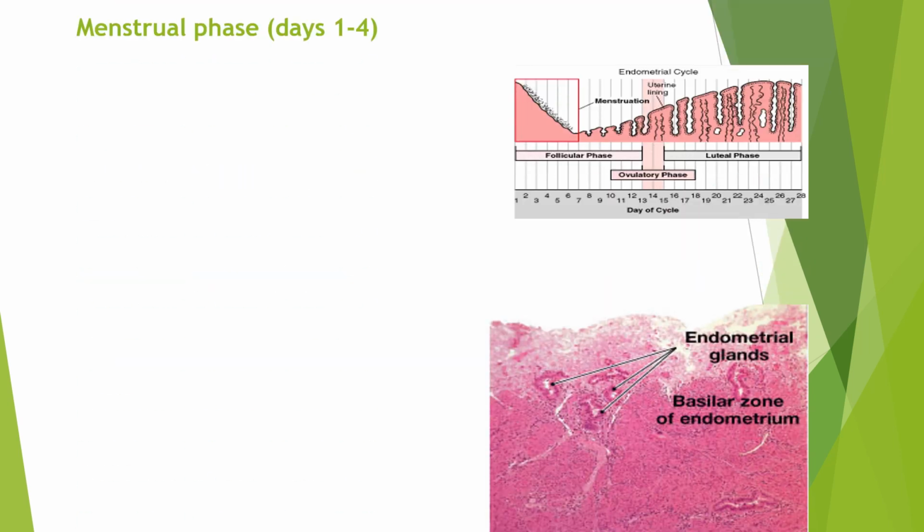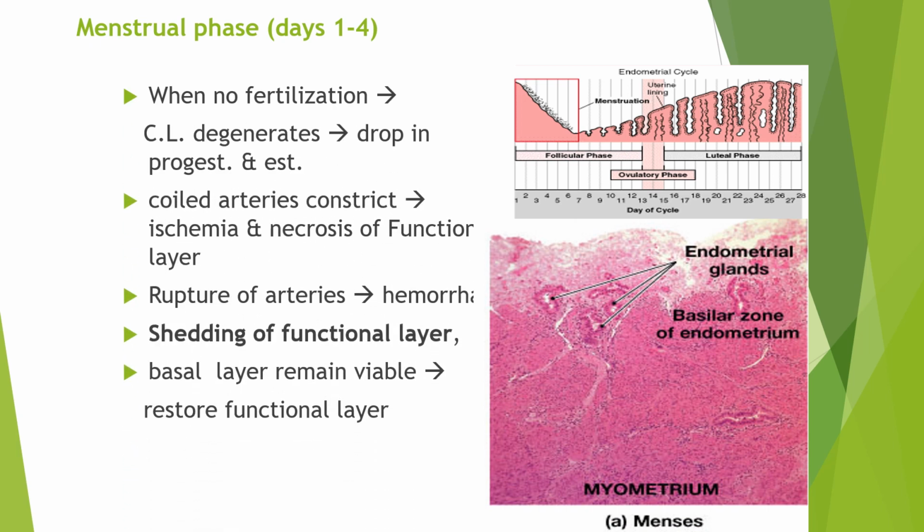So next phase is the menstrual phase. It lasts for 1 to 4 days, and if there is no fertilization, then the corpus luteum degenerates and there is a drop in the estrogen and progesterone hormones. Because of this drop, there are periods of ischemia and necrosis because of vasoconstriction of the coiled artery in the stratum functionale.